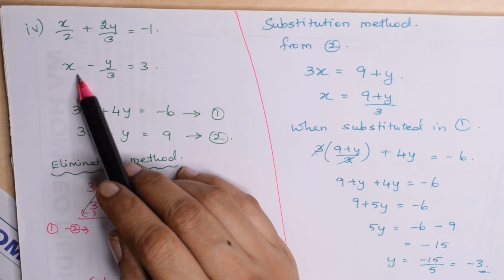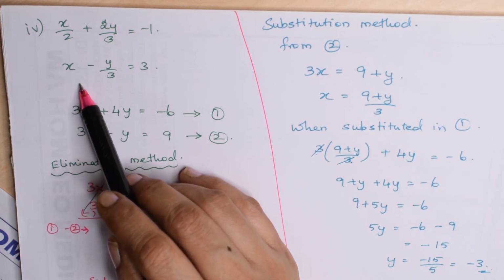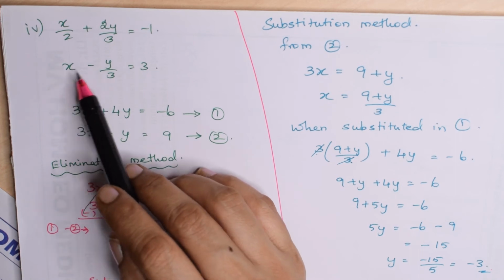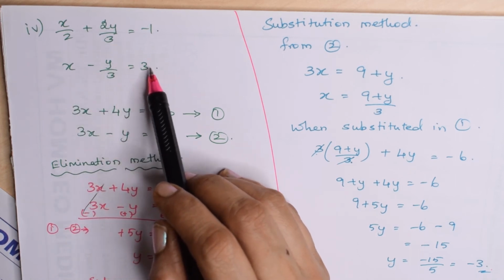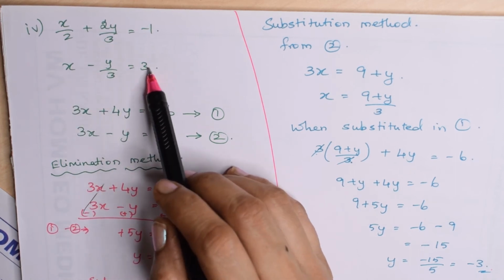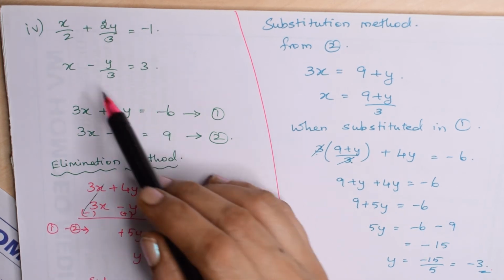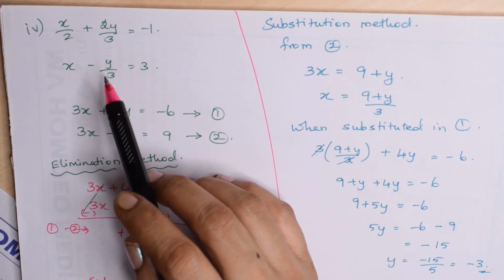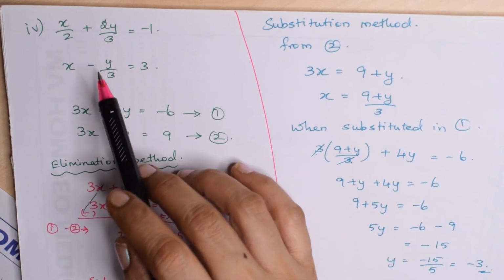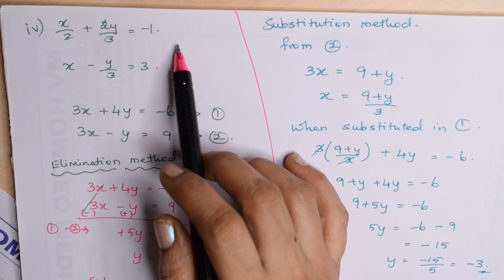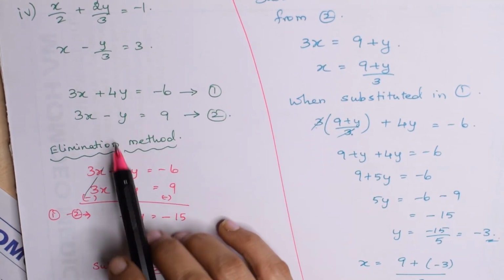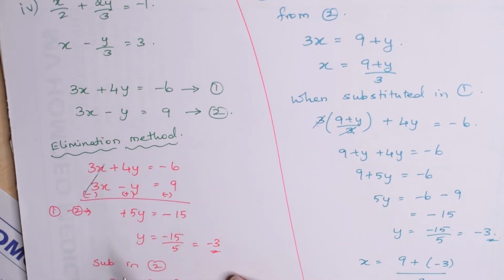And here if no denominator is there, it means 1 is there. So the LCM will be 3. So 3x minus y is equal to this 3, and this 3 will get multiplied and is equal to 9. So 3x minus y is equal to 9. This is how we remove the denominator. First we have to find the LCM and multiply the LCM to the right hand side. And now we will do the normal method again.